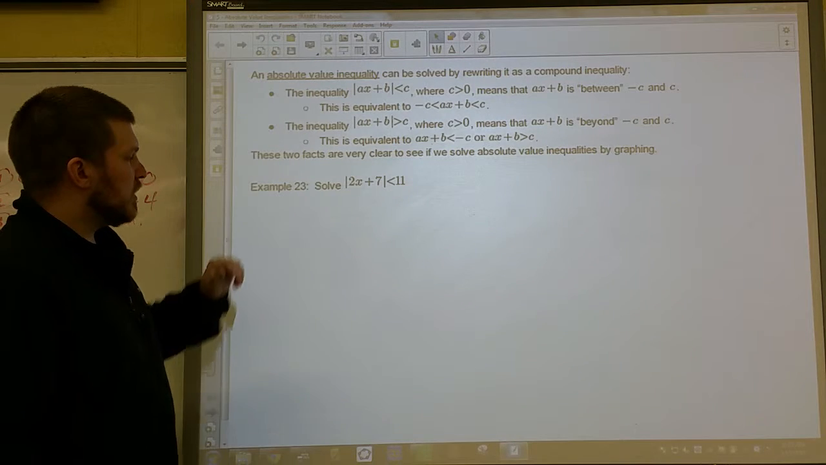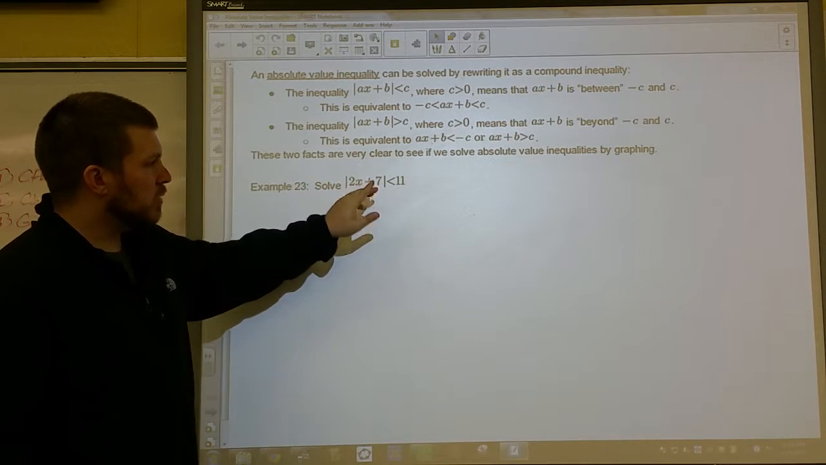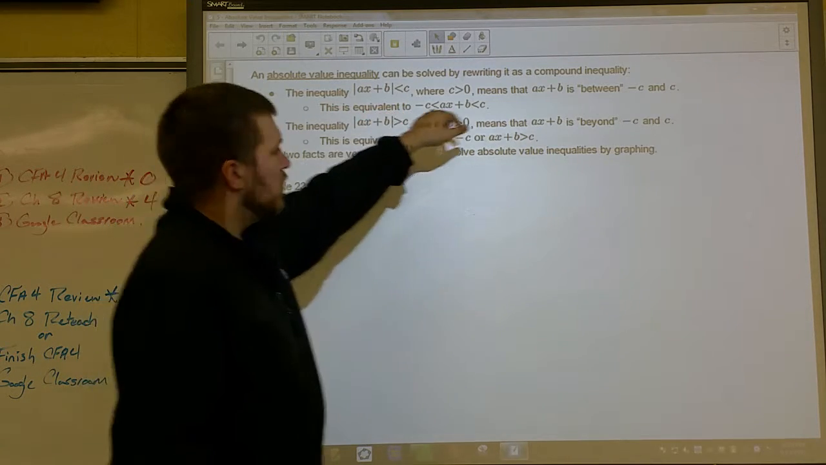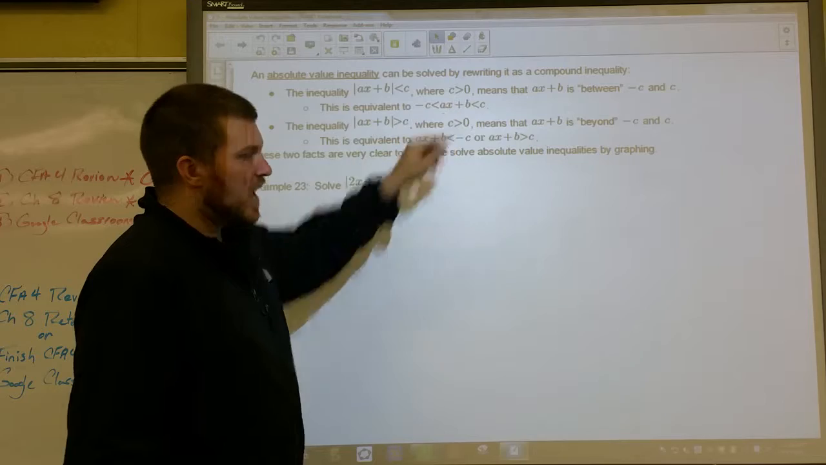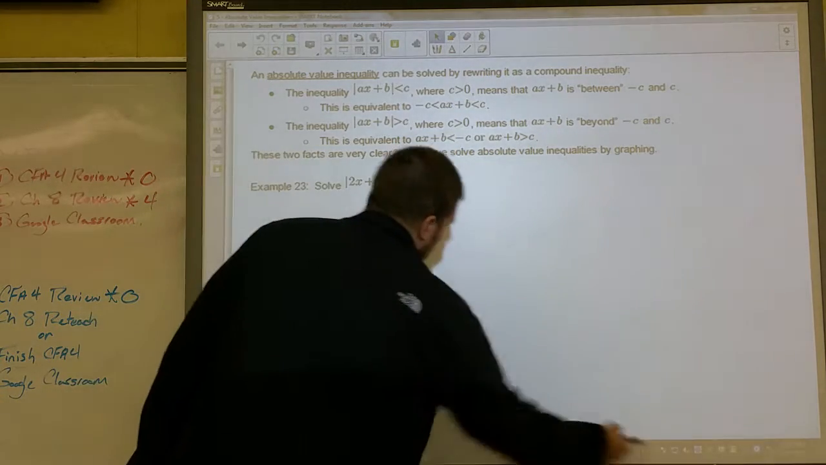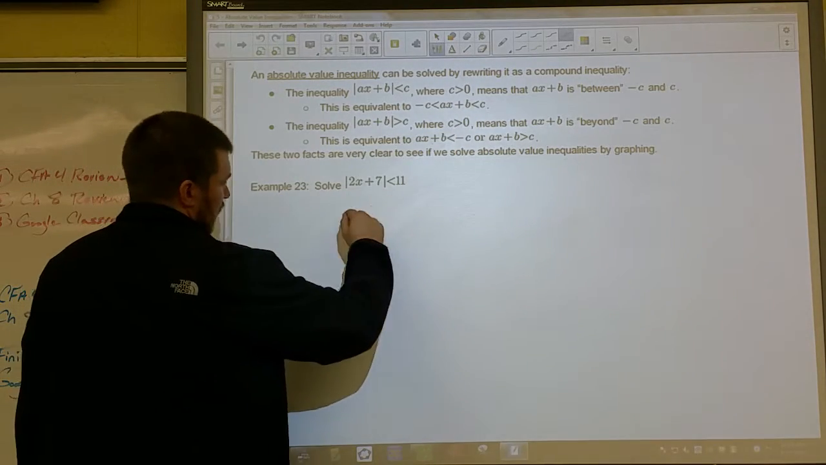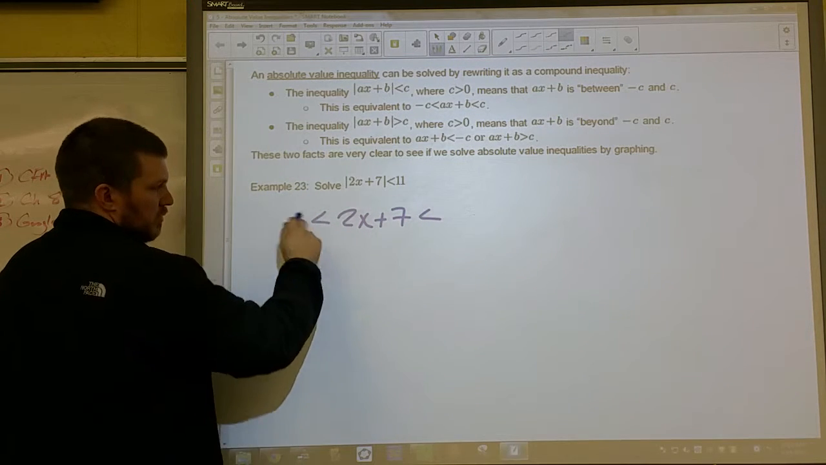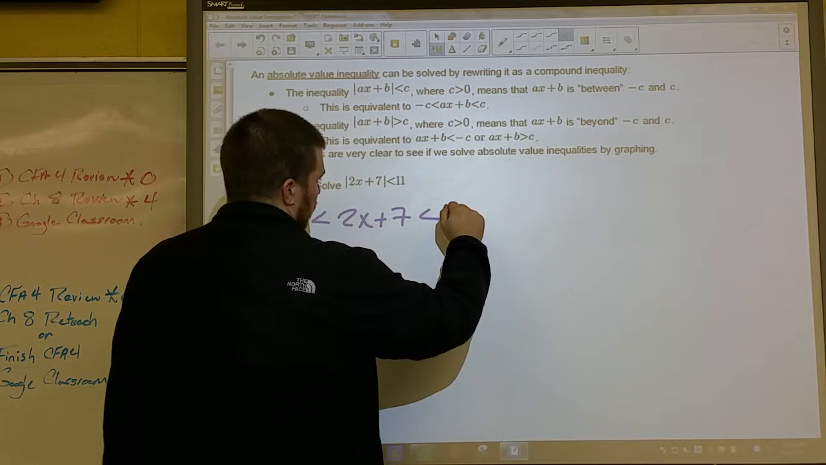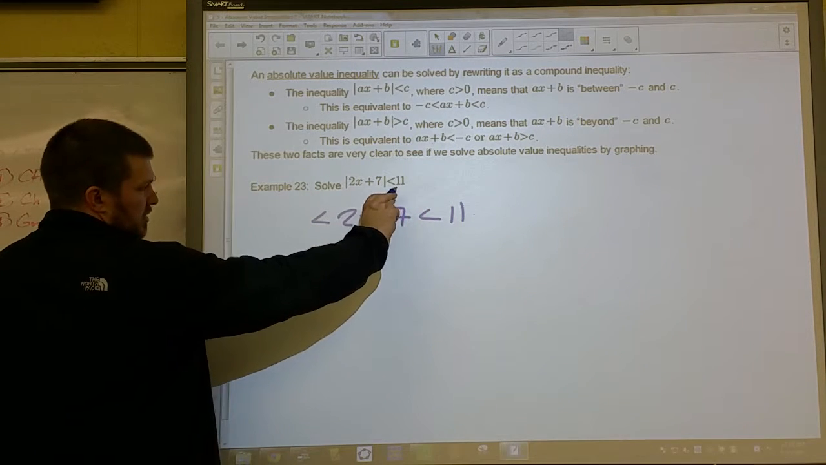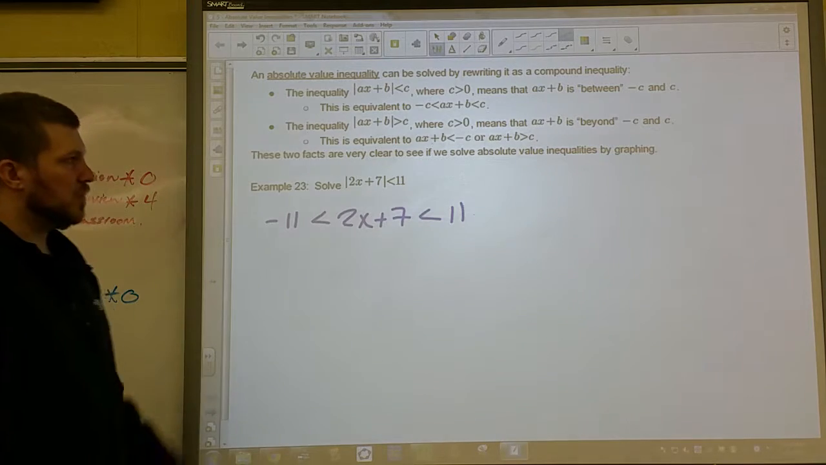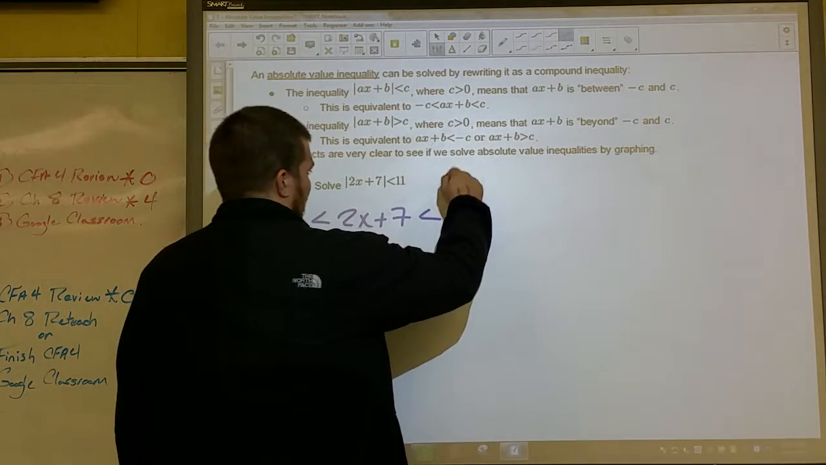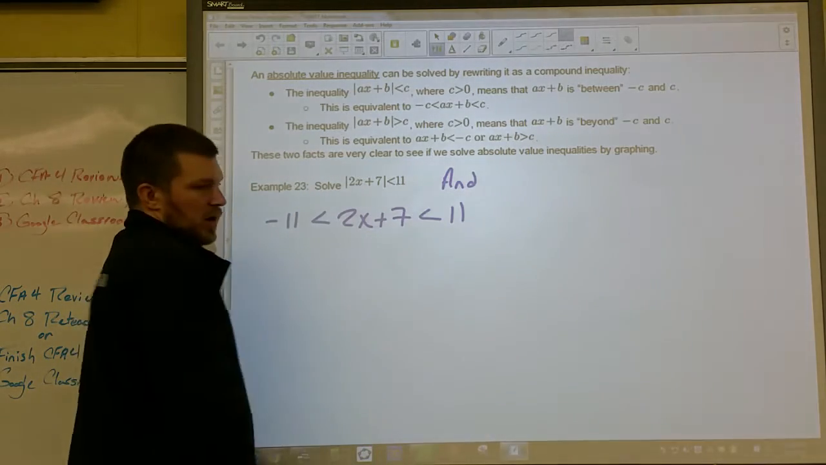So in example 23, I see that the absolute value is less than 11. Well, since it's less than, I'm using the top rule, means it's between, so it's an AND problem. So I'm going to just set it up. The absolute value just kind of drops out. Less than, we do it on both sides. And we end up on the right side as a positive 11. We just keep them the same, and then negative 11. That's just a setup. We're following this top rule because it was a less than problem. Less than means AND, and I can see that because my variable is in the middle.